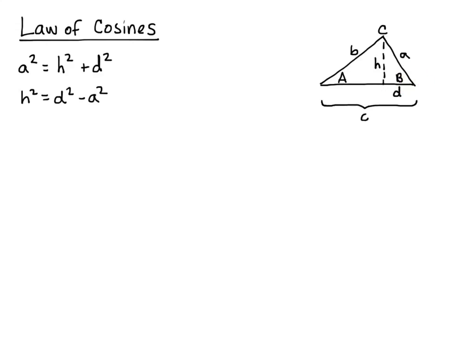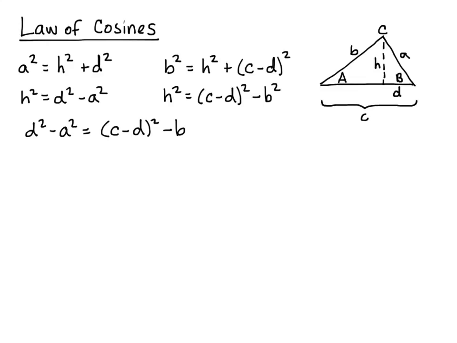And I can do the same thing for the other side, where B squared equals H squared plus (C minus D) squared. So that's just the Pythagorean theorem on this side of the triangle. Now I'm going to solve for H squared as well, and so I'm going to equate these two. And I'm going to expand this (C minus D) squared to C squared minus 2CD plus D squared.